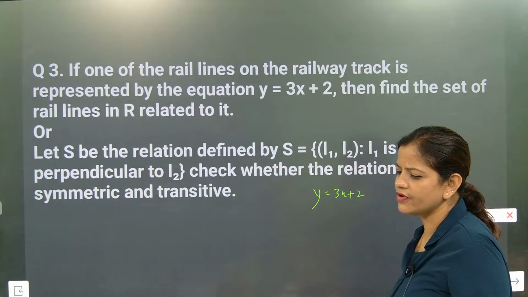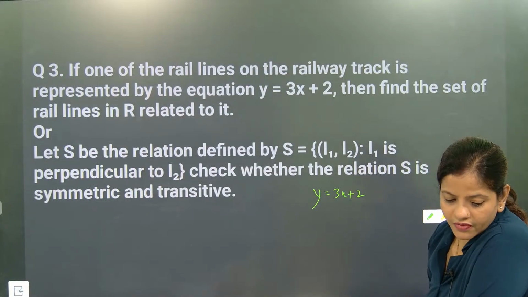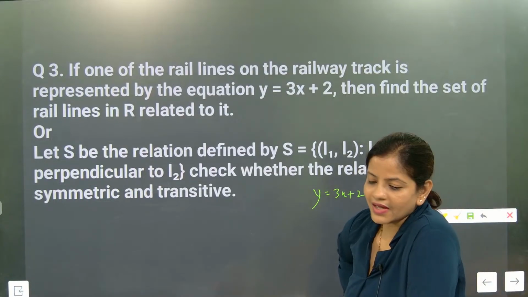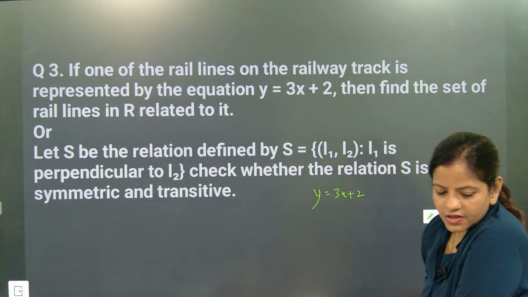How many rail lines in R will be related to it? Come on, check. Set of rail lines in R related to it means what here? Quickly, beta, this will not give you big trouble. It will be any rail lines coming here. Okay, so we can just write only one thing.